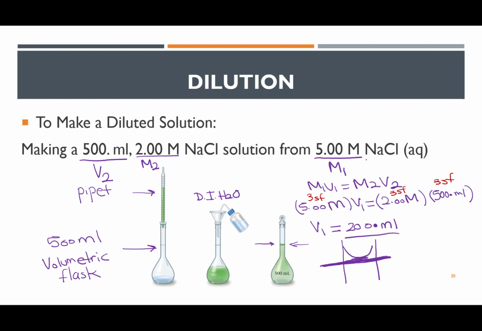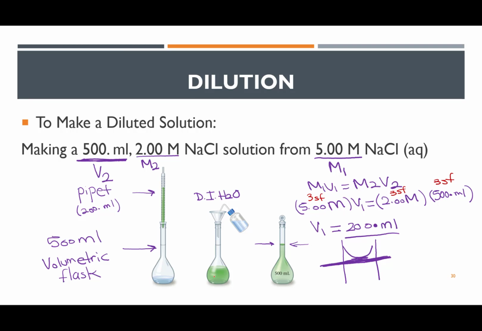Once you pipette out 200 milliliters, you're going to transfer that into our 500 milliliter volumetric flask. Why a 500 milliliter volumetric flask? Because your final volume, or the volume of your diluted solution, is 500 milliliters. That's why we need to use a 500 milliliter volumetric flask. Then you're going to transfer 200 milliliters of your concentrated solution into the flask.